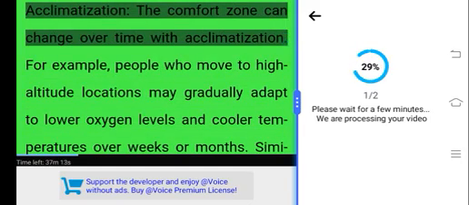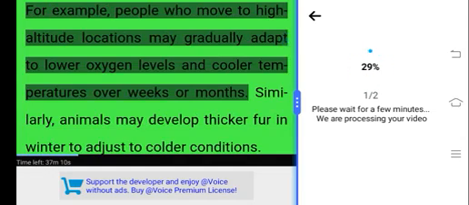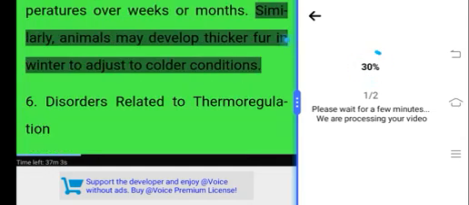Acclimatization. The comfort zone can change over time with acclimatization. For example, people who move to high-altitude locations may gradually adapt to lower oxygen levels and cooler temperatures over weeks or months. Similarly, animals may develop thicker fur in winter to adjust to colder conditions.